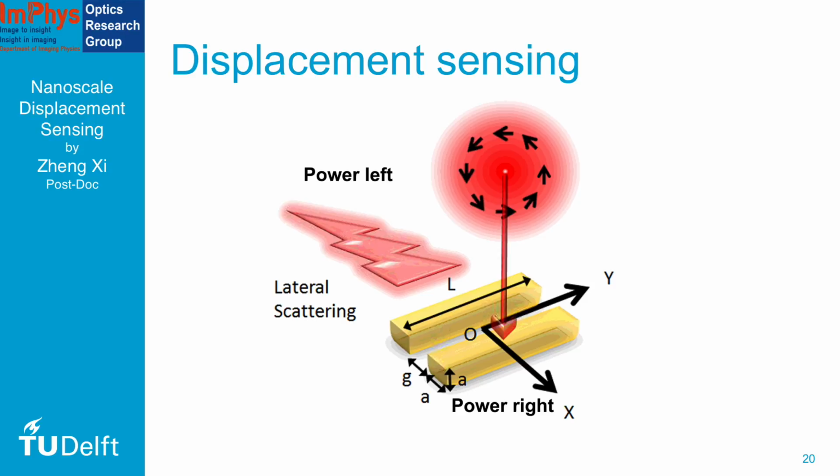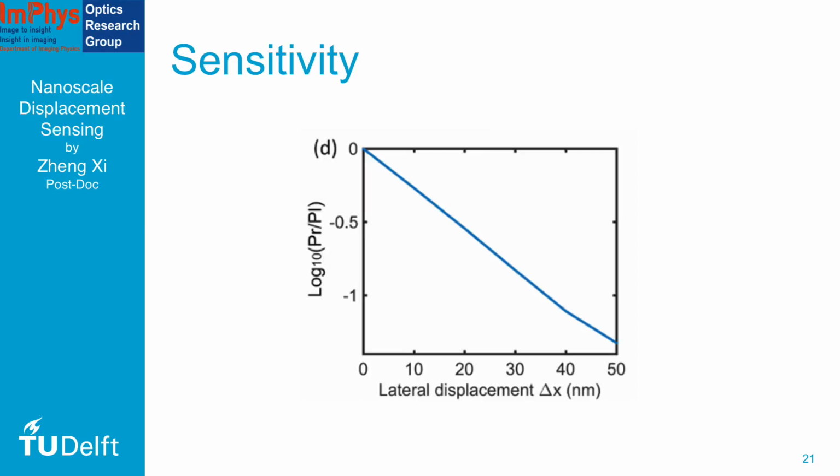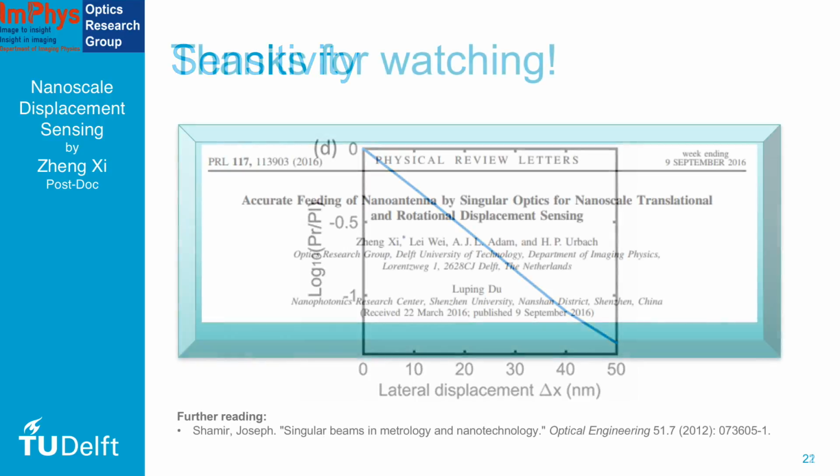The structure we choose is composed of 2 nanorods. Because of the resonances involved, the power ratio defined by the power scattered to the left and right can be extremely sensitive to nanoscale displacement of the 2 nanorods. Our calculations showed it is very promising to use this system to detect nanoscale displacement, which is directly related to the overlay problem.